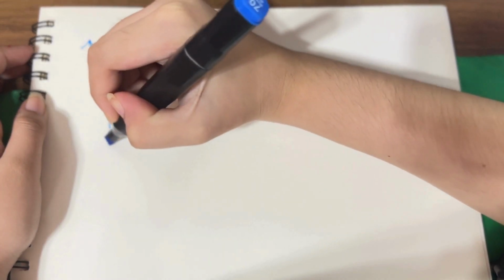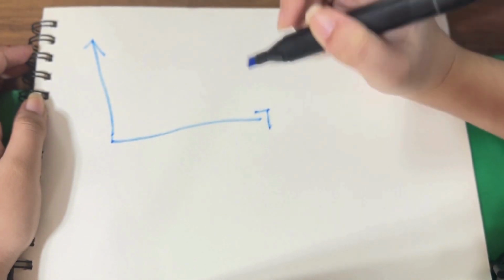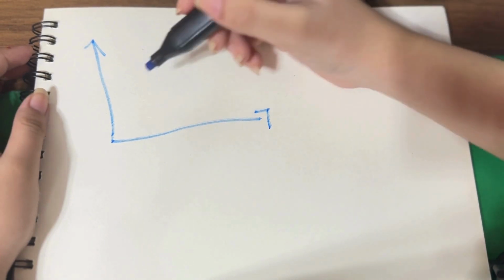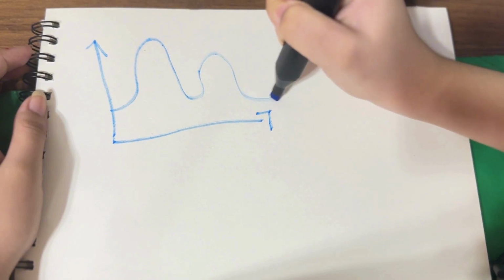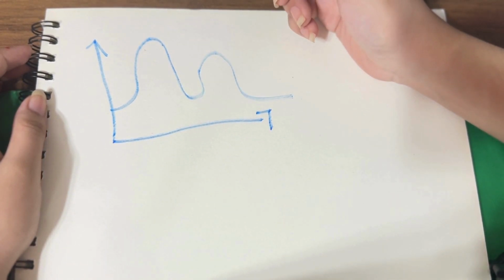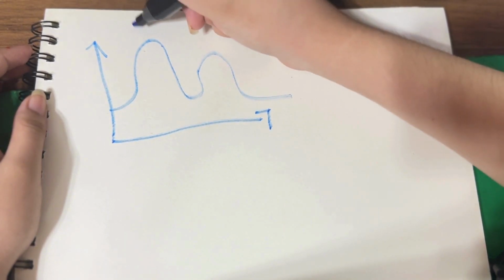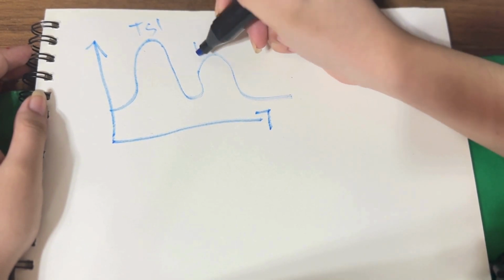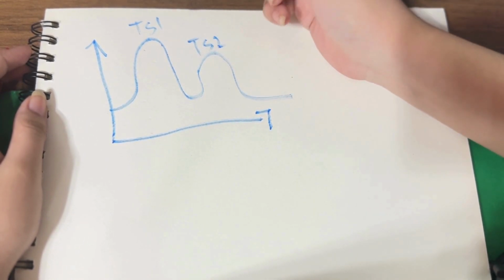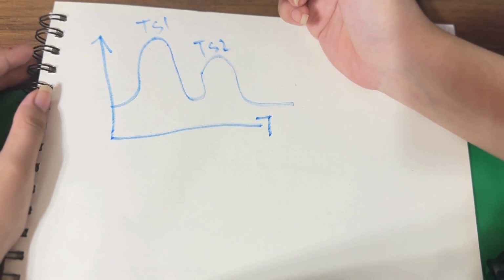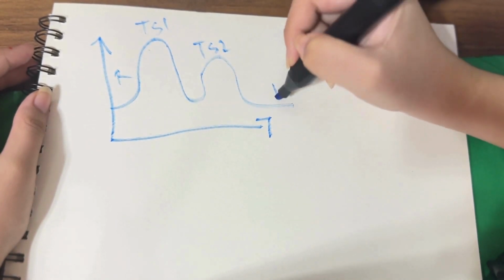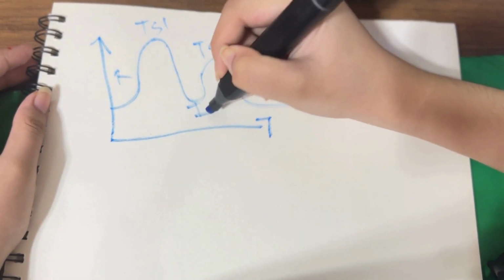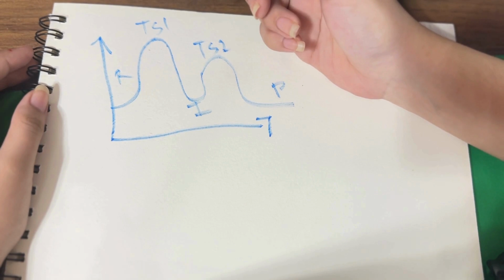If you have a two-step reaction, there are going to be two transition states, TS1 and TS2. The transition state is also known as the activated complex. Here are the reactants and here are the products, and here is the intermediate, which is in the middle. So overall, is this reaction exothermic or endothermic?